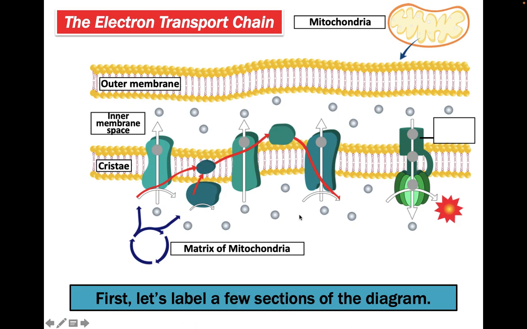Then we have our matrix. Our matrix is that inner portion of the mitochondria. If you need to write that a little better, to say this is the outside of the mitochondria and this is the inside of the mitochondria, you're more than welcome to make that note too. Make it such that you understand what you're putting down.